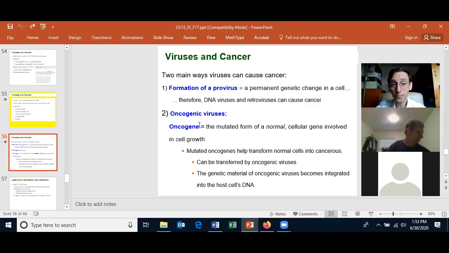There are also oncogenic viruses where the virus encodes an oncogene. This is a mutated cellular gene involved in cellular growth, and so this oncogene causes the cell to continuously grow, and the oncogene can be brought into the cell and then help cause that cell to become cancerous. Any question about any of that? Meaning that gene causes the cell to continuously grow, and that can lead the cell into becoming a cancer cell.